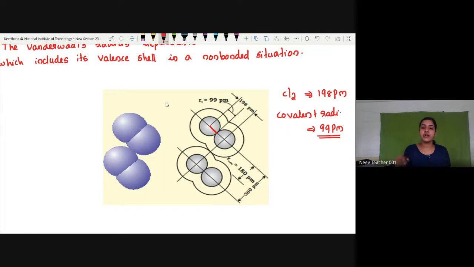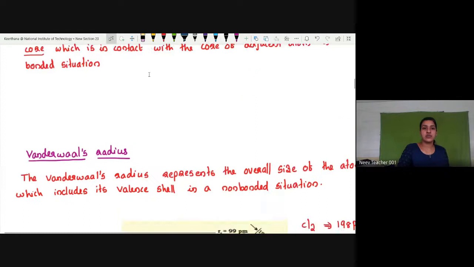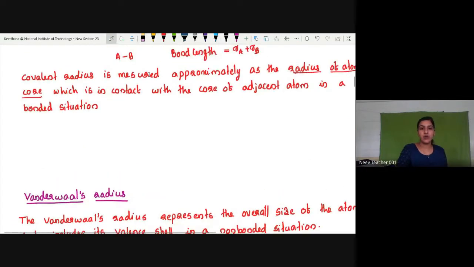Because in bonded situations only we are measuring this covalent radii, because overlapping is occurring. So we are measuring the covalent radii in order to find the bond length of covalent compounds. So that is covalent radius. So the covalent radii definition, I hope it's clear.